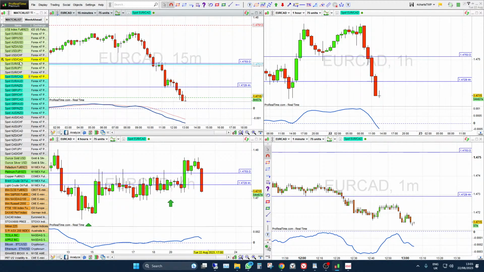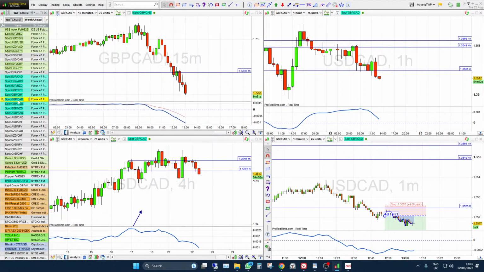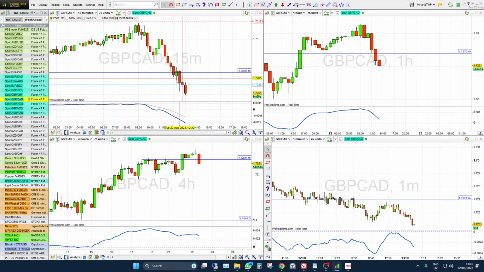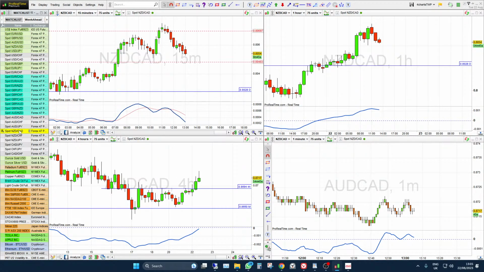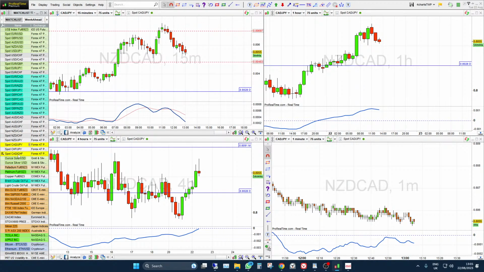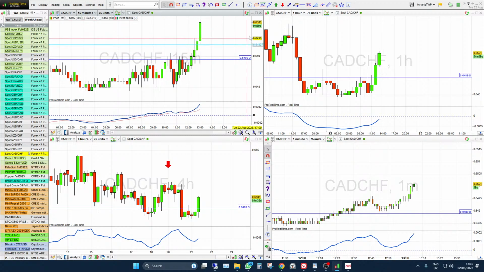Quickly have a look at other CAD pairs. Is it other CAD pairs moving? Okay, so dollar CAD's moving. What about pound CAD? Pound CAD's also moving, so we can see it's the CAD pairs. What about Aussie CAD? Not so much. Kiwi CAD, not so much. CAD Yen, CAD Swissy. Okay, so it looks as though the CAD pairs are moving. Look at CAD Swissy heading off.